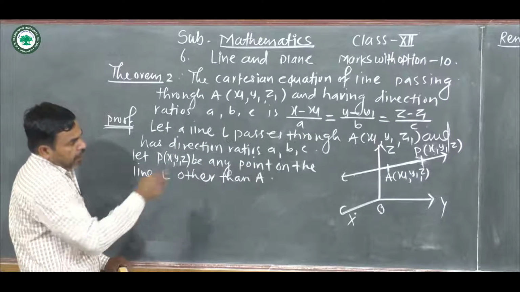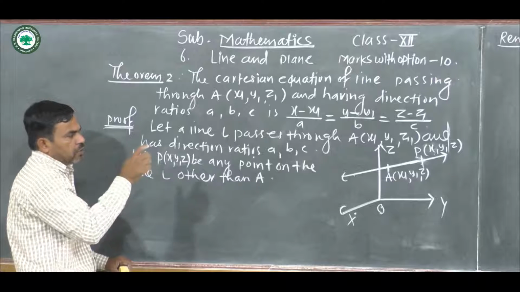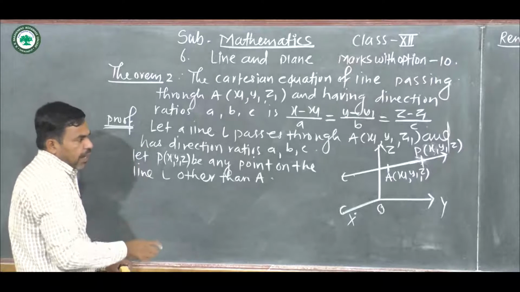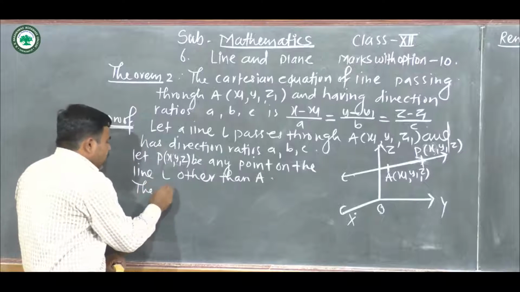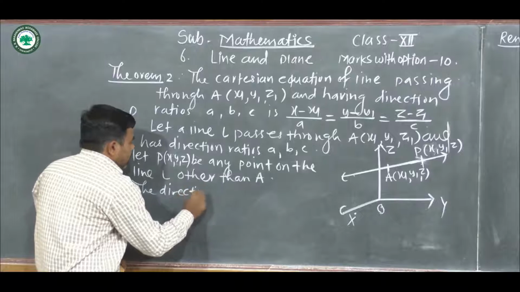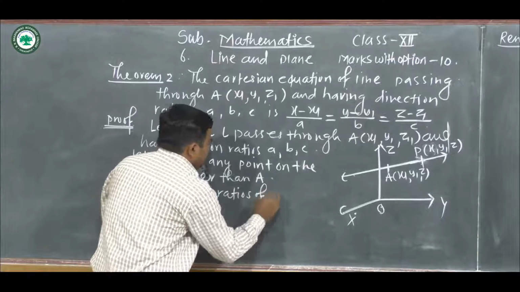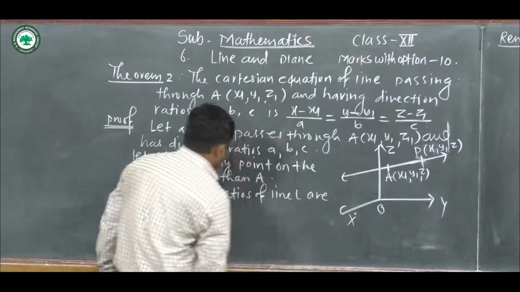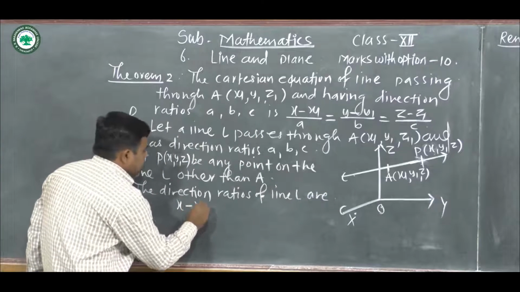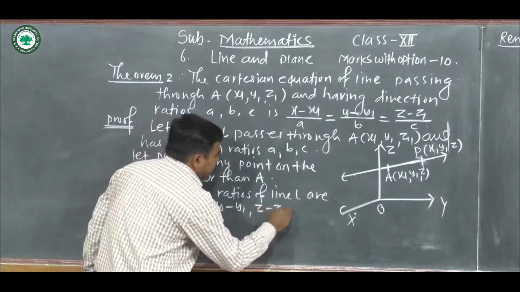Now see, here the line L is in this space and we have two points on the line. So we can write the direction ratios of that line. The direction ratios of line L are x minus x1, y minus y1 and z minus z1.